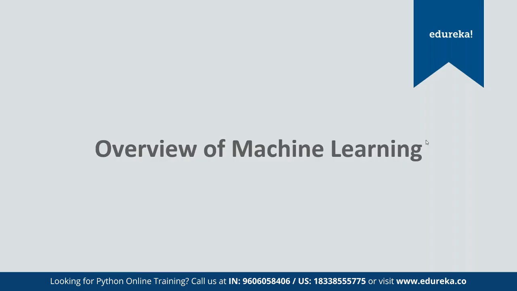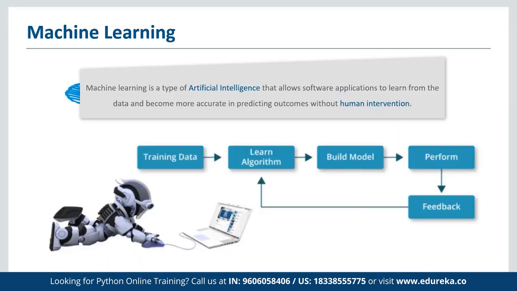Next, let's discuss the overview of machine learning. Machine learning is basically a type of AI that allows software applications to learn from the data and become more accurate in predicting outcomes without human intervention. It's like training any kid, or even us: how exactly do we know how to type? Because someone has taught us. How exactly do we know how to speak? Because someone has taught us, right?